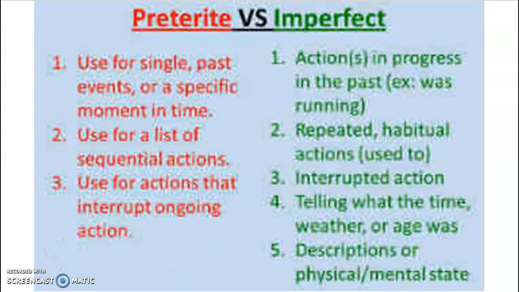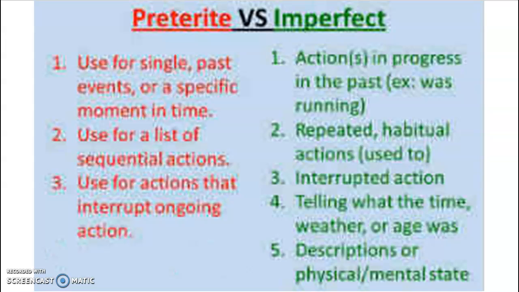Or actions, as mentioned just a second ago, that interrupt an ongoing thing. Whereas the imperfect, if you look at the green words, is dealing with actions that were in progress in the past. For example, he was running, right? Or something repeated, habitual, he used to do.